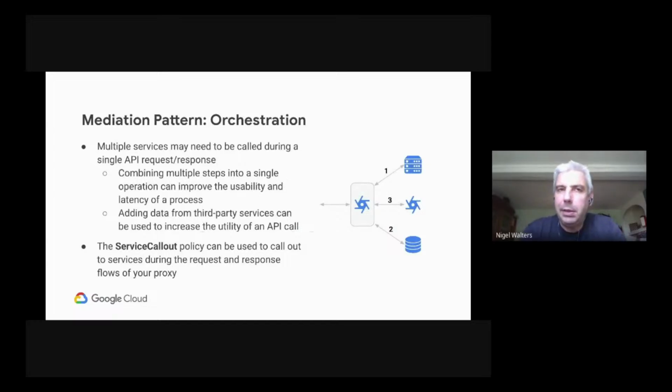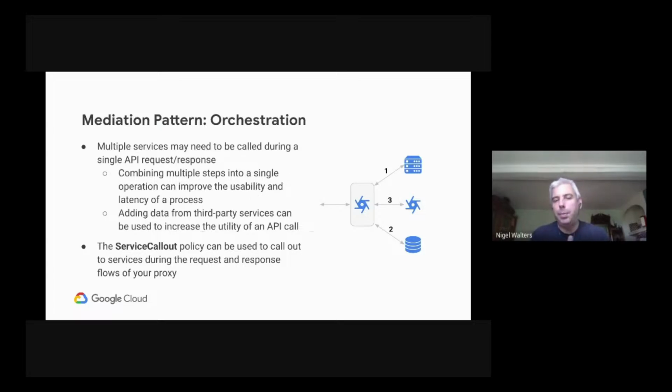One other aspect to mediation is orchestration. So orchestration really just means the ability for us to hit multiple backend services within a single API request response. The way you will do that inside Apigee most typically is using a service callout policy. So this enables you to hit multiple backend systems.